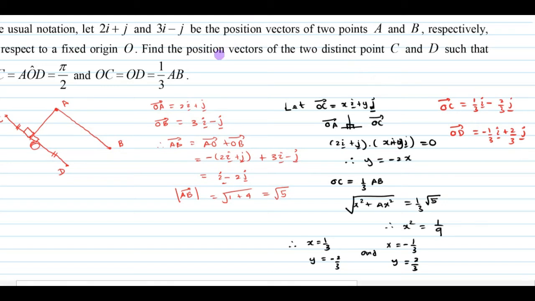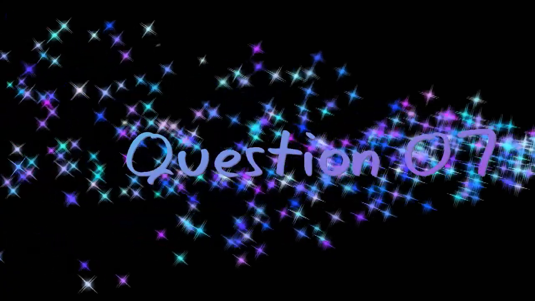Let's consider the marks. First 5 marks for this AB, second 5 marks for y is equal to minus 2x, third 5 marks for this, another 5 marks for this, and last 5 marks for this. Question number 7.